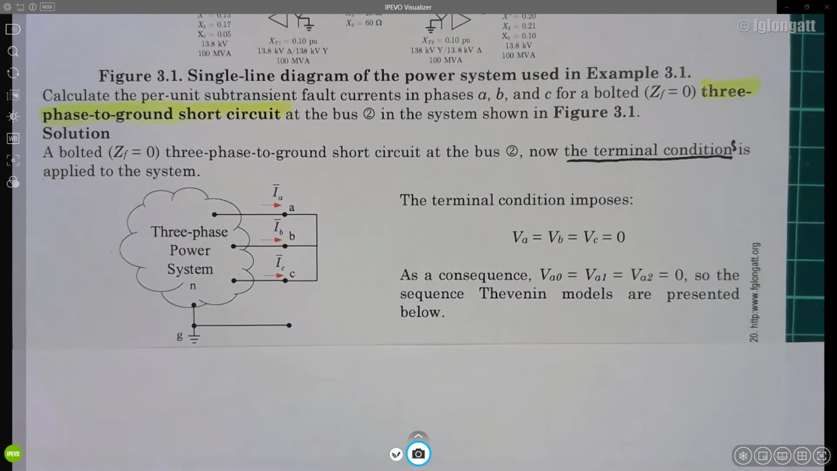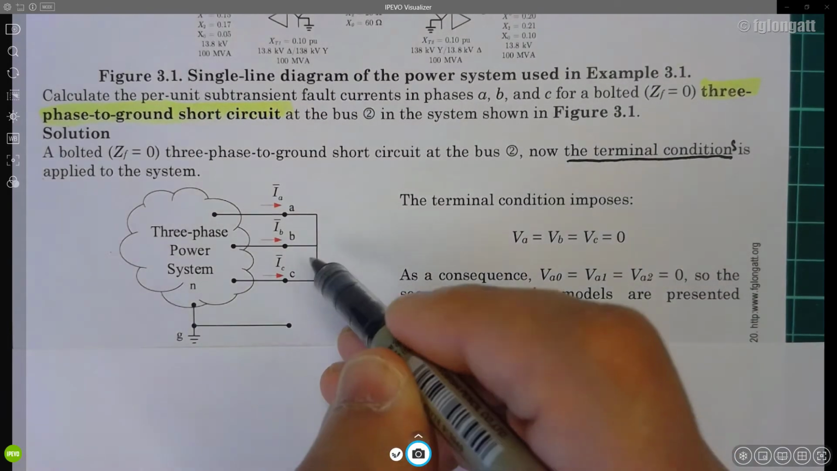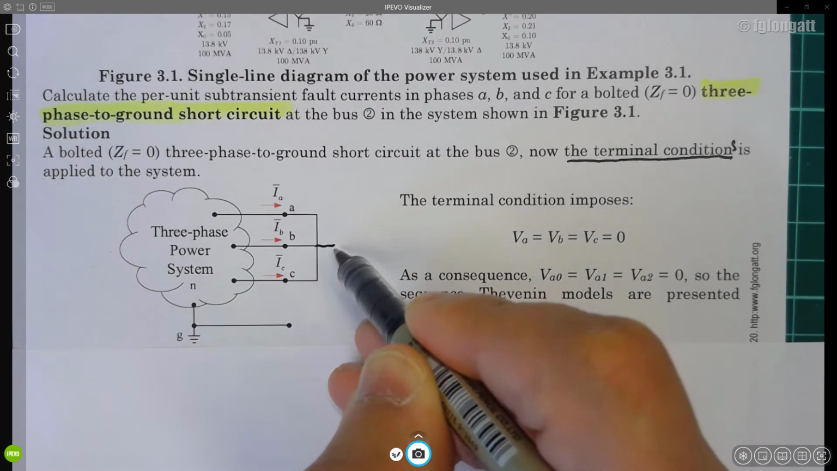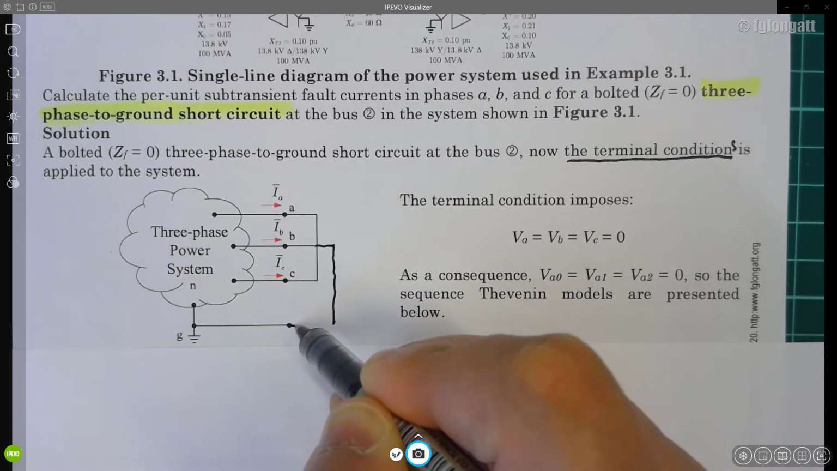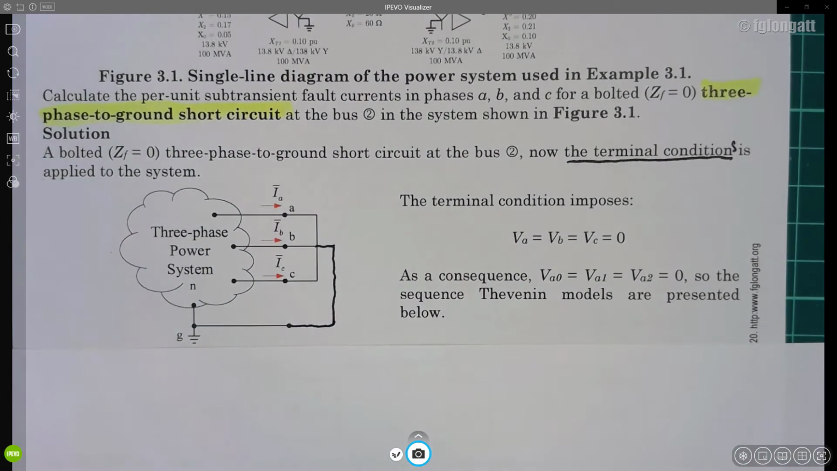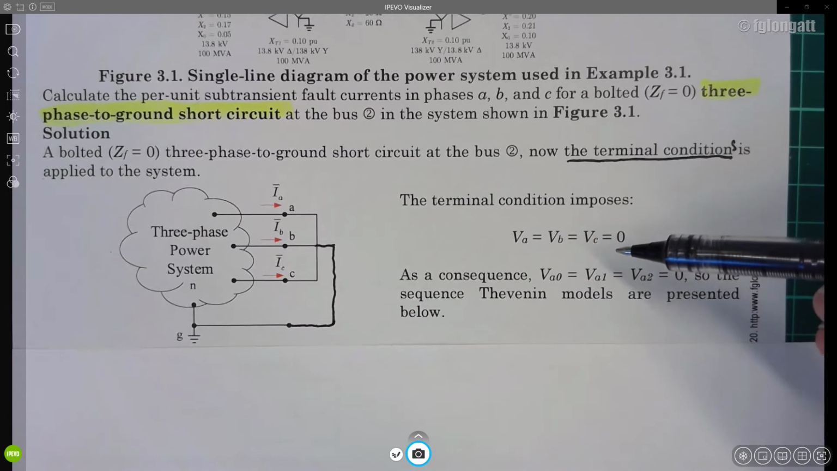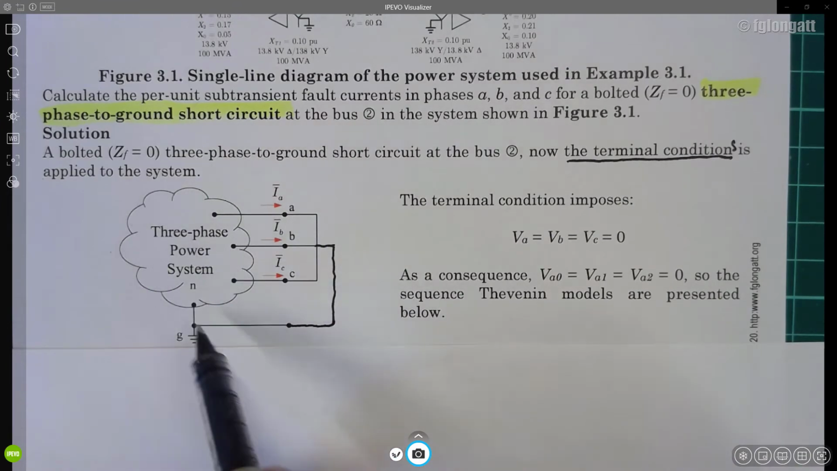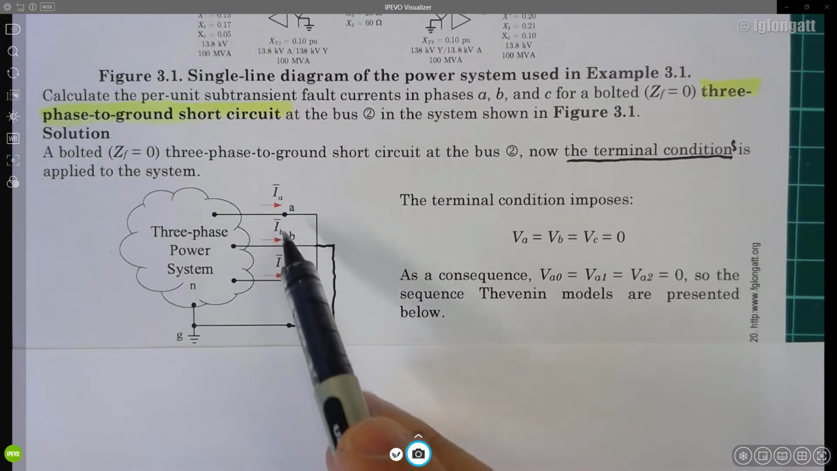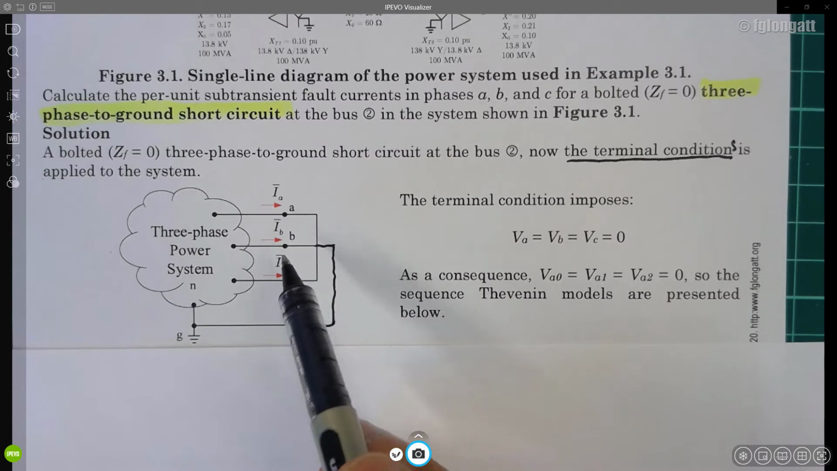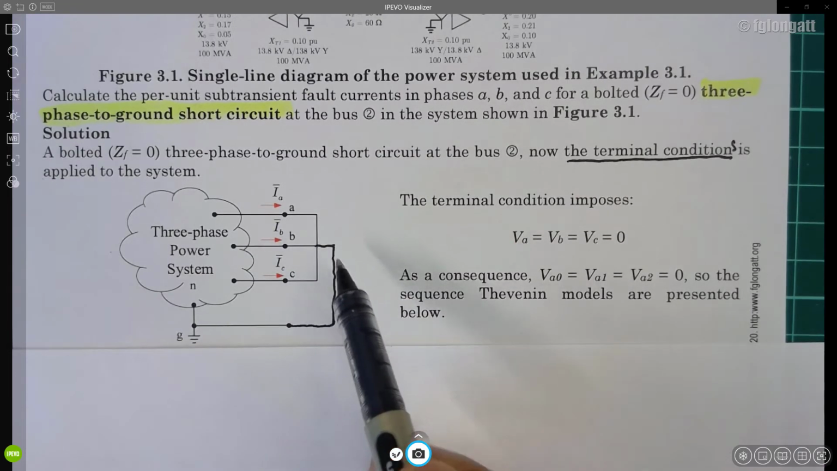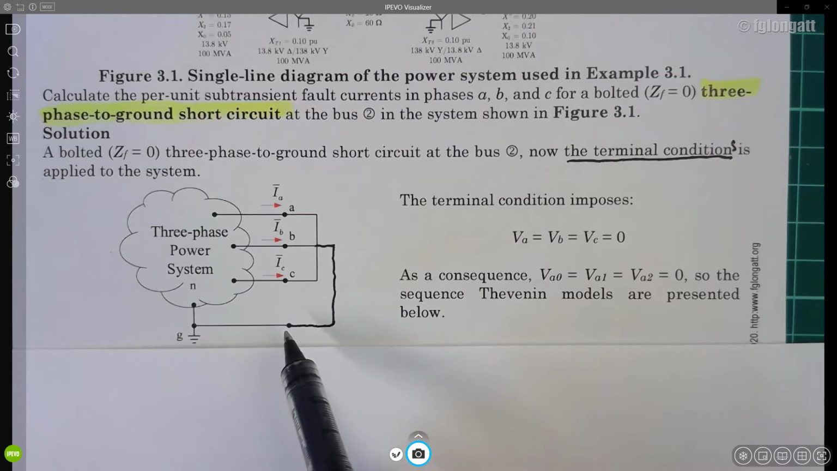Okay, I noticed something here. Terminal conditions: we are talking about a three-phase, three lines to ground fault here. In this case, what are the three terminal conditions? You can see here, I have my generic power system at bus bar number 2. I will take phases A, B, and C connected together and then going to ground. That is the bolted three-phase ground short circuit, okay?